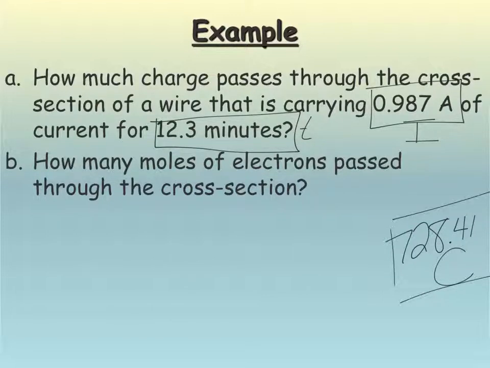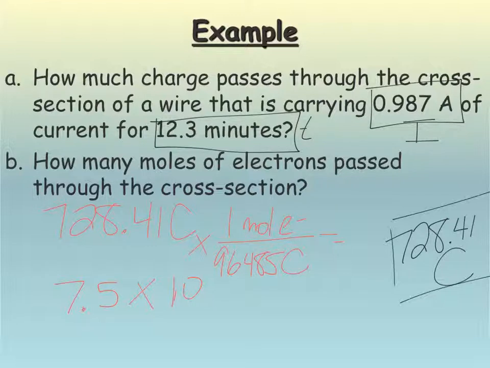Okay, so I know that I have 728.41 coulombs, and I know that 96,485 coulombs is equal to 1 mole of electrons. So I can use Faraday's constant to help me determine how many moles of electrons I have. If I solve that, I get 7.5 times 10 to the negative third moles of electrons.